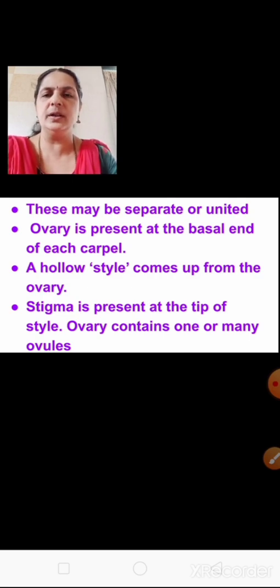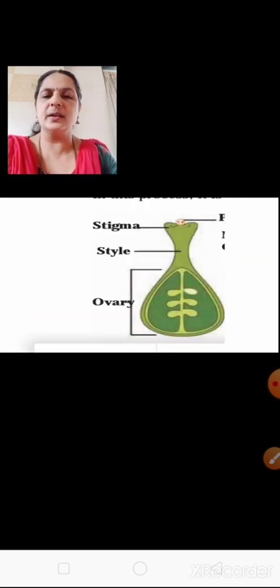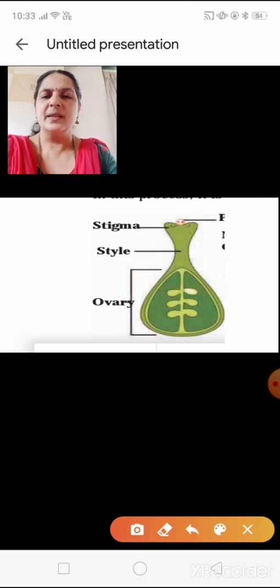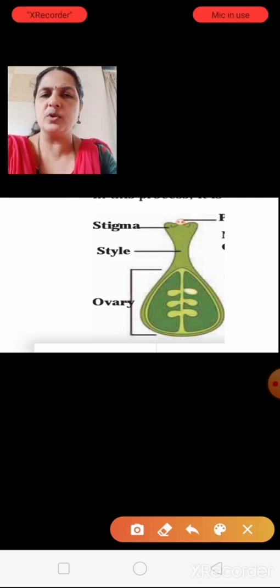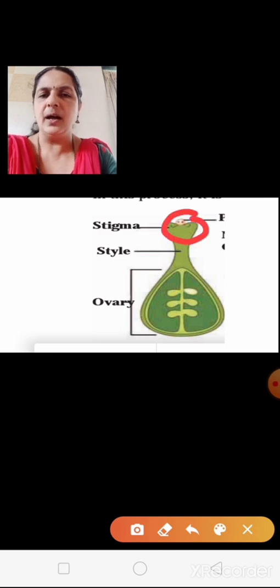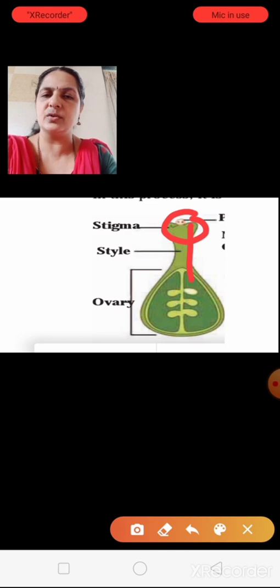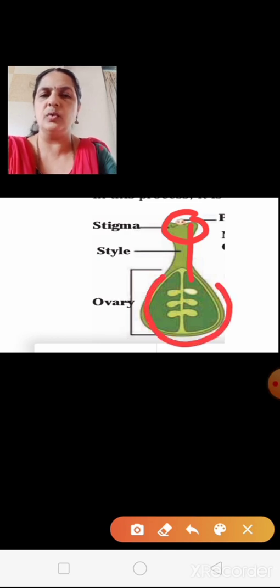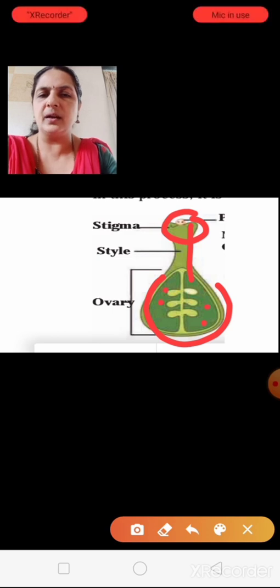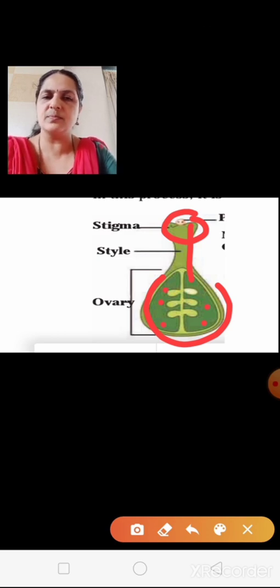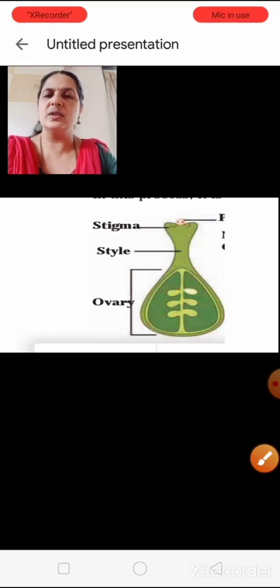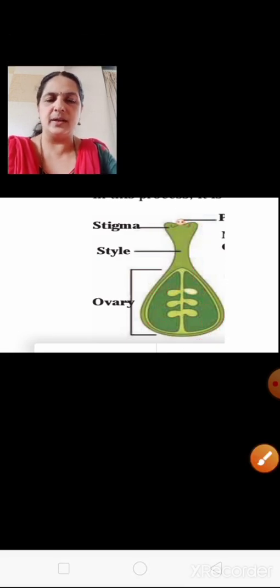I will show you the figure. See here, this is the gynoecium. This is the carpel. If you want, you can call it a carpel. And this is the topmost part, which is called the stigma. And the long tube-like structure is called the style. I showed you that earlier. And this is called the ovary. Inside the ovary you can see the ovules. Can you see the small 6 parts there? Those are the ovules. So this is the structure of the gynoecium.